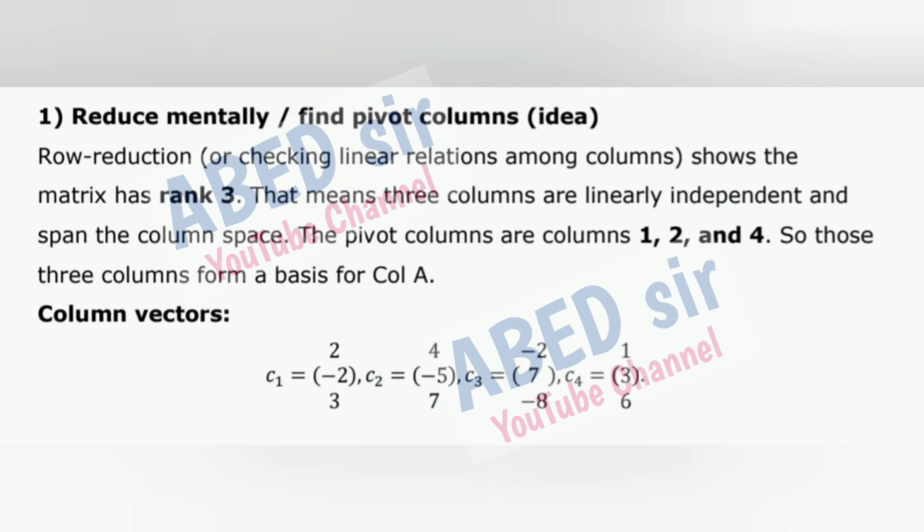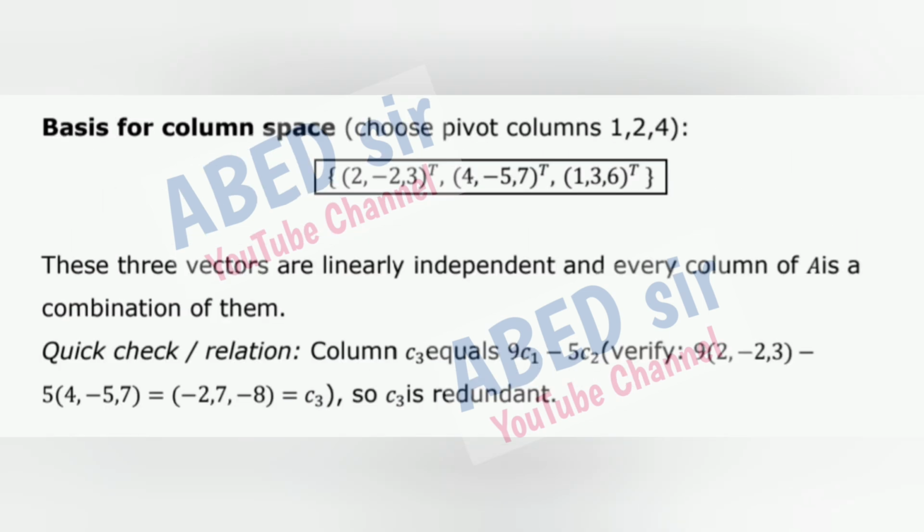Row reduction, or checking linear relations among columns, shows the matrix has rank 3. That means 3 columns are linearly independent and span the column space. The pivot columns are columns 1, 2, and 4. So those 3 columns form a basis for col A. Basis for column space: choose pivot columns 1, 2, 4. These 3 vectors are linearly independent and every column of A is a combination of them. Quick check of the relation: so c3 is redundant.